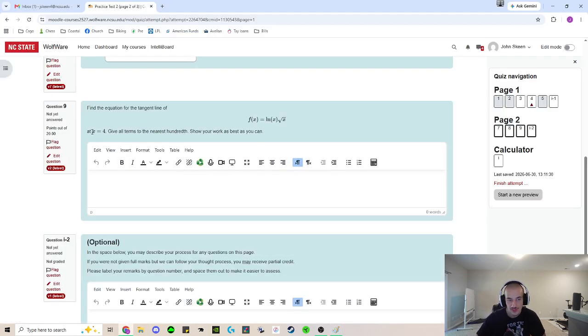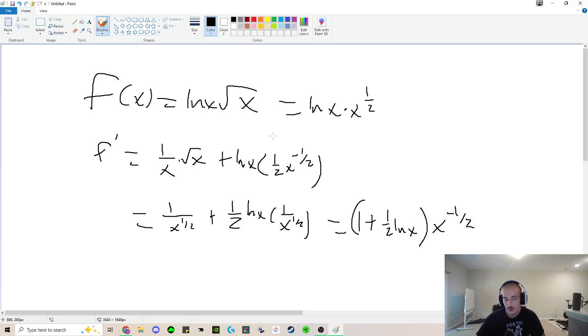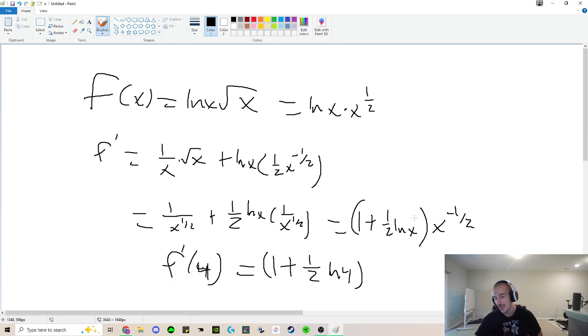Now what we're asking for is that x equals 4. We need to find the equation of the tangent line. So the slope, right, so f prime of 4 is just going to be what? 1 plus 1 over 2 ln 4 times x to the negative 1/2. So take the square root and divide by it. So we're going to multiply by 1/2, right? Because we've got 1 over root 4, which is 1/2, of course.